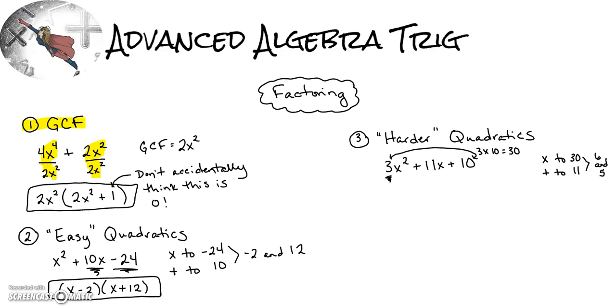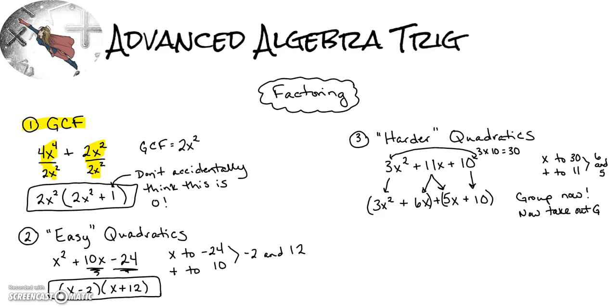Now, the reason that they call this splitting the middle term is because we recopy 3x squared, but then instead of 11x, we split that up into the two numbers that we decided on, which is 6x plus 5x. And then the last number, we just recopy that, so that's plus 10. Okay, so now the next step that you want to do is to group. We have 4 things written down, so we're going to group now. So that means we do a parenthesis around the first 2 and a parenthesis around the second 2.